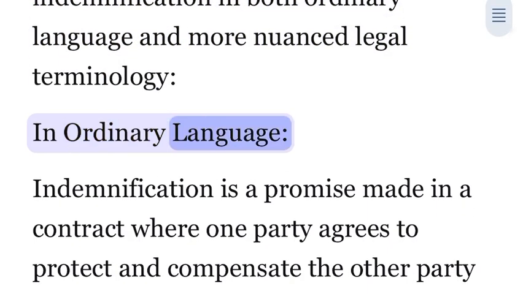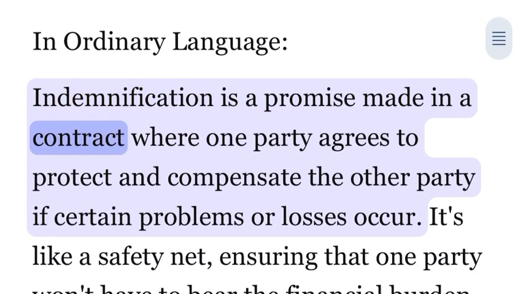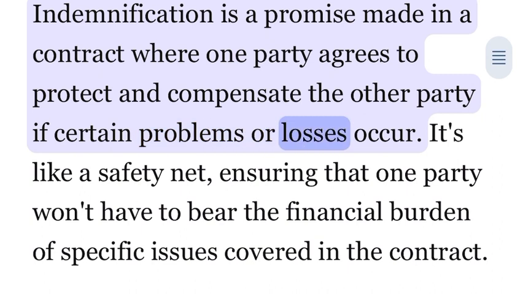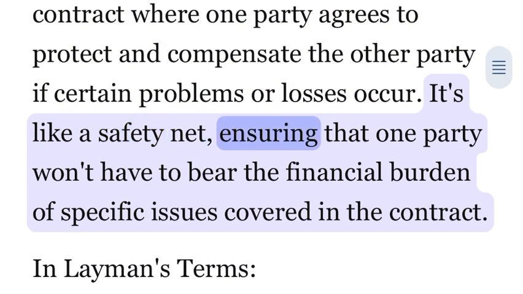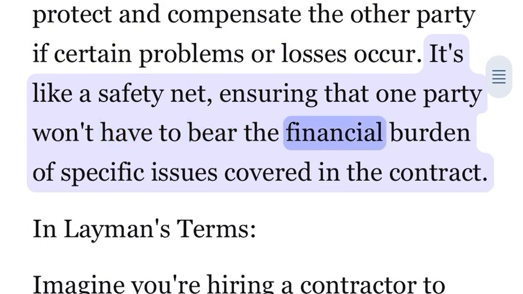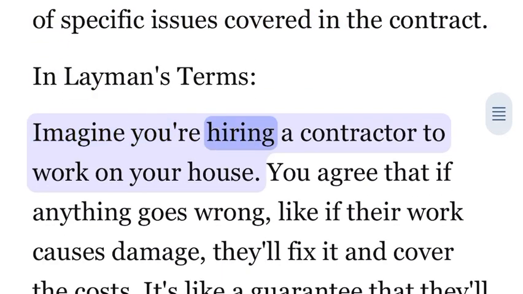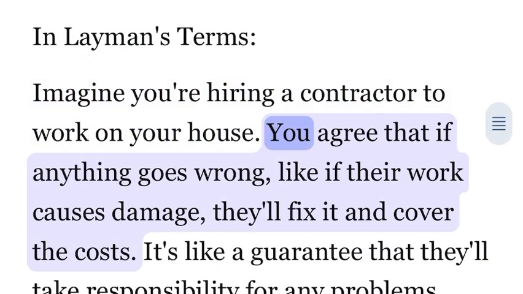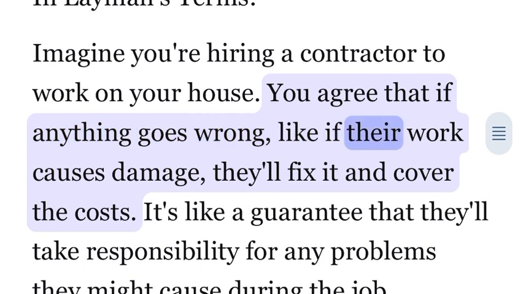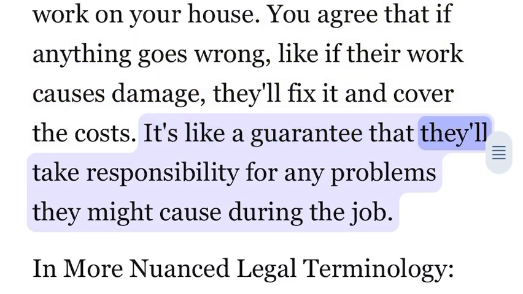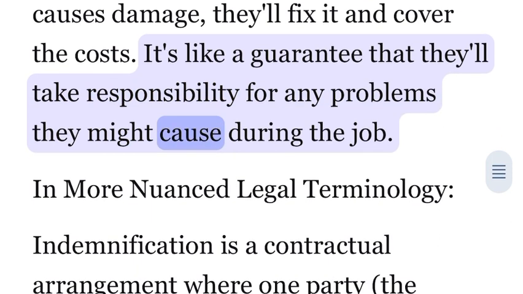In ordinary language, indemnification is a promise made in a contract where one party agrees to protect and compensate the other party if certain problems or losses occur. It's like a safety net, ensuring that one party won't have to bear the financial burden of specific issues covered in the contract. In layman's terms, imagine you're hiring a contractor to work on your house. You agree that if anything goes wrong, like if their work causes damage, they'll fix it and cover the costs. It's like a guarantee that they'll take responsibility for any problems they might cause during the job.